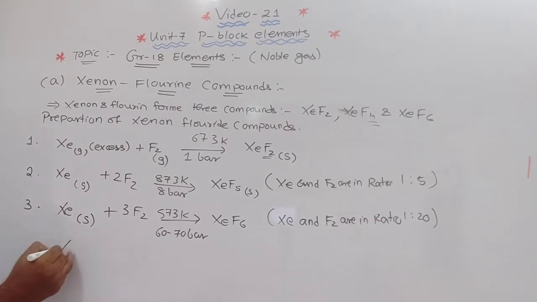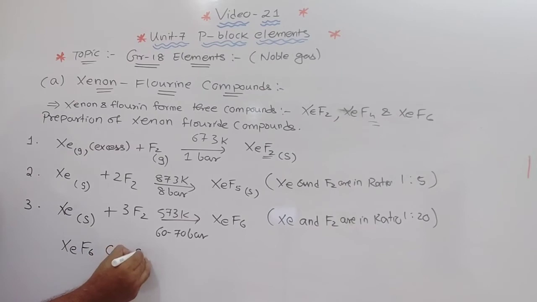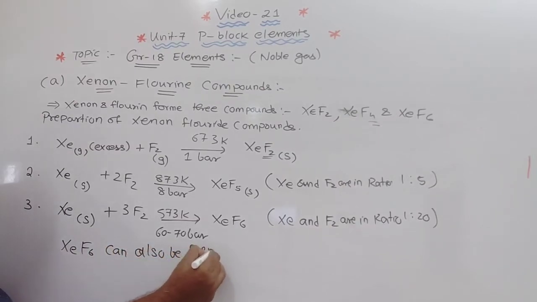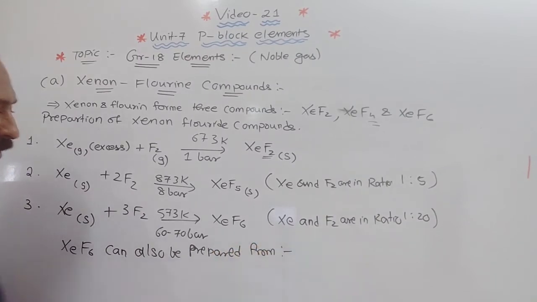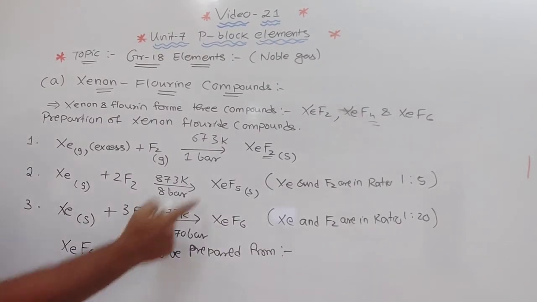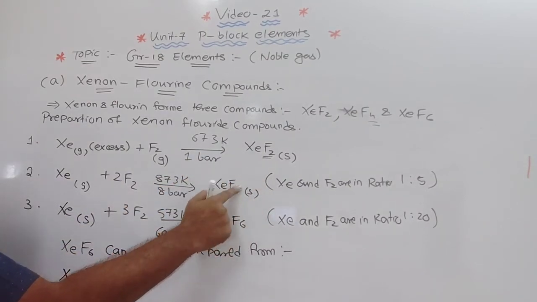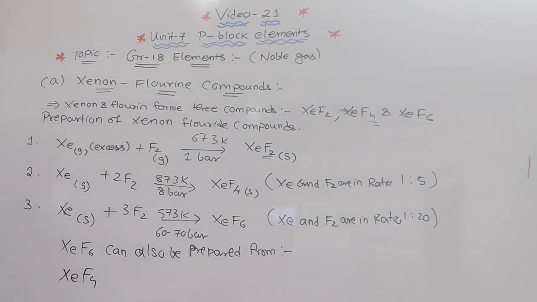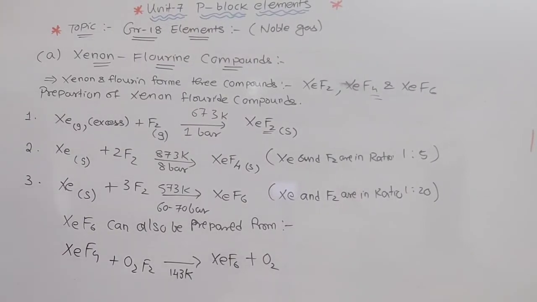Okay. XeF6 can also be prepared by another technique, from XeF4. So XeF4 is treated with O2F2 in presence of temperature 143 Kelvin. What you will get is XeF6 plus O2. So this is also a preparation technique for xenon fluorine compounds.